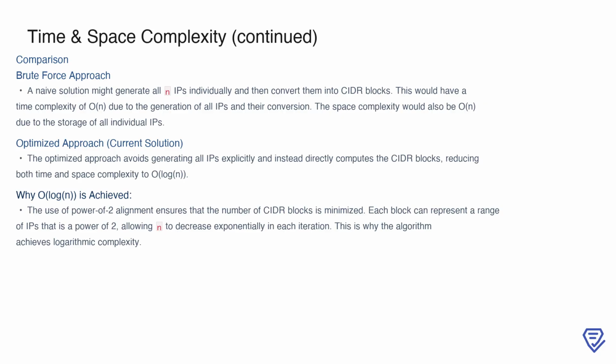The logarithmic efficiency is achieved by leveraging power of 2 alignment, which minimizes the number of CIDR blocks. Each block represents a range of IPs, allowing the algorithm to exponentially decrease the remaining n in each iteration. This power of 2 strategy is the key to the algorithm's significant optimization.